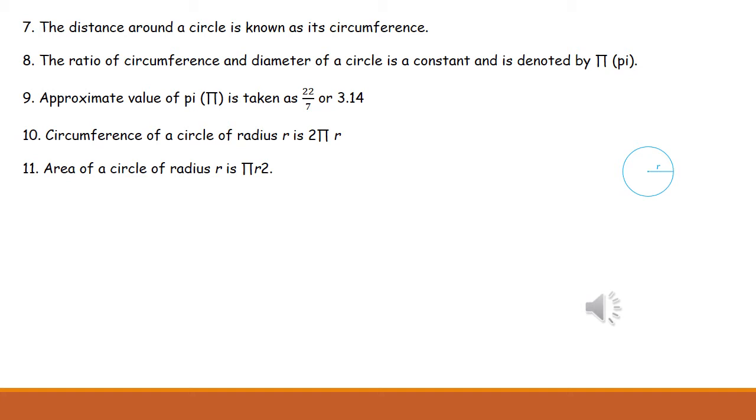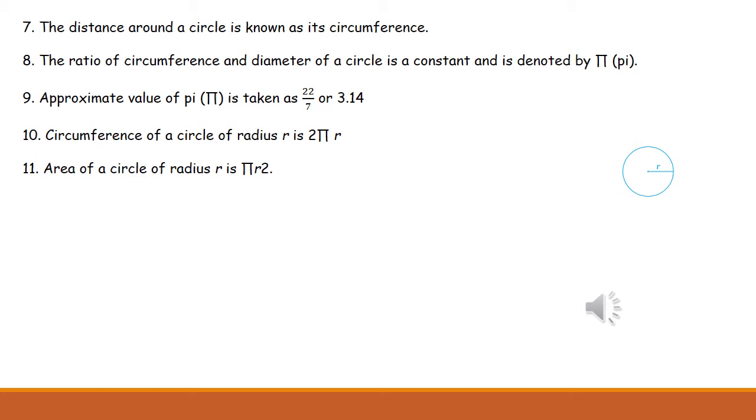But how does it come? It is actually the ratio of circumference and diameter of a circle that is known as pi. So, circumference of a circle is 2 pi r and diameter of a circle is 2 into r. So, if we reduce it, we are getting pi. So, the definition of pi is given in the 8th point, that is ratio of circumference and diameter of a circle. But the value of pi is given in the 9th point, that is 22 by 7 or 3.14. You can use any of the values if it is not provided in the question.